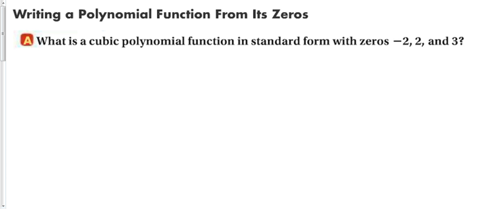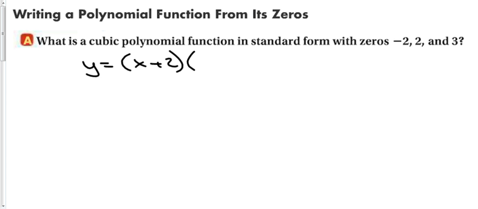So writing a polynomial function from its zeros is pretty straightforward. What is a cubic polynomial function in standard form with the zeros -2, 2, and 3? Well, if it has a zero of -2, that means it has to have a factor of x plus 2. Because if I set that factor equal to 0, I would get an answer of -2.